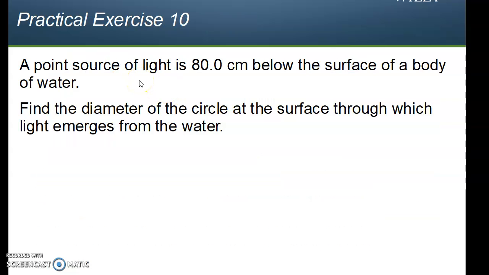So a point source of light is 80 centimeters below the surface of a body of water. Find the diameter of the circle at the surface through which the light emerges from the water. And this, by the way, problem number 9 was problem 51. And this one right here, number 10, is problem 57.